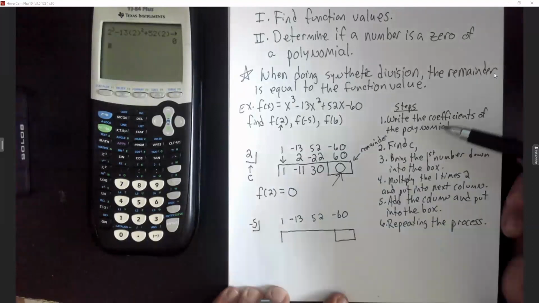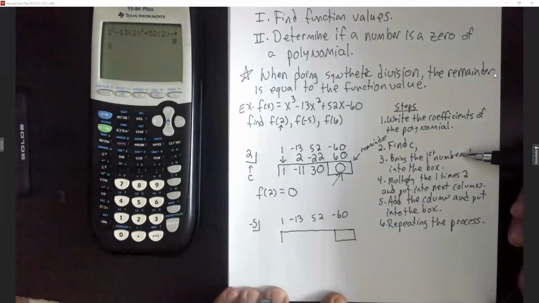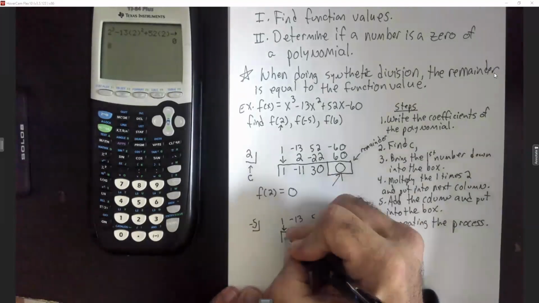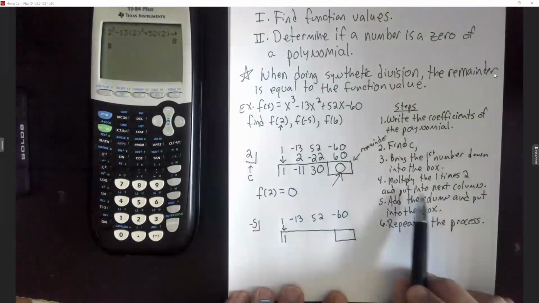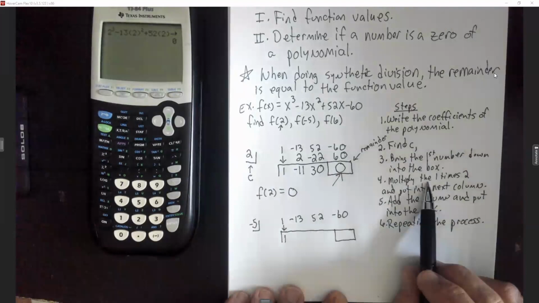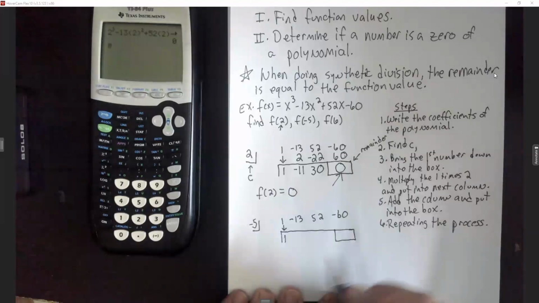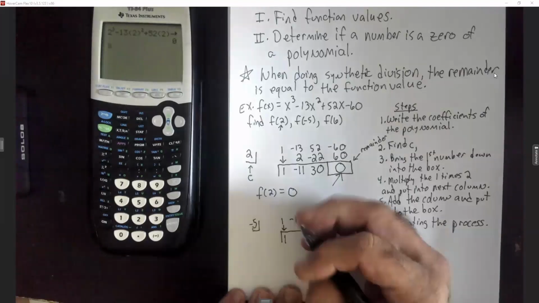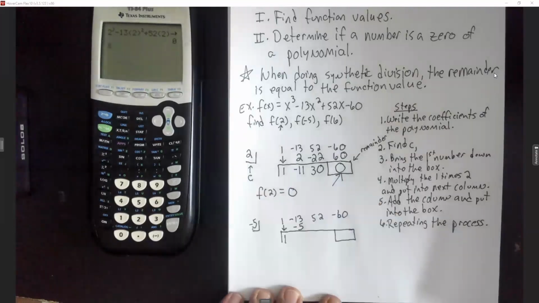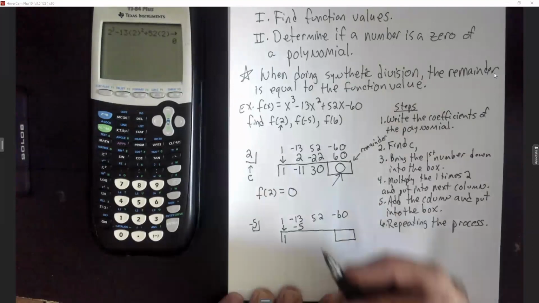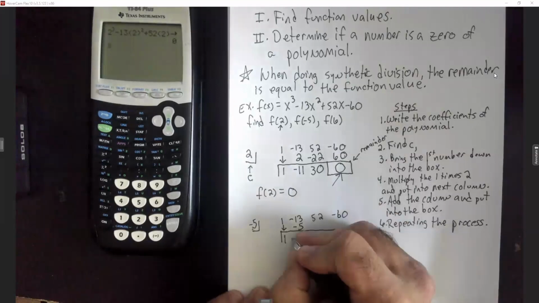Y'all want to follow these same steps. So we got our C, so we're going to bring the first number down into the box. So the 1 is going to come straight down into the box. Then it says multiply that number times, well, this time my C will be negative 5 instead of 2. So I'm going to multiply the 1 times negative 5. That's going to give me a negative 5. Then it says add the column and put into the box. So negative 13 plus a negative 5 is negative 18.